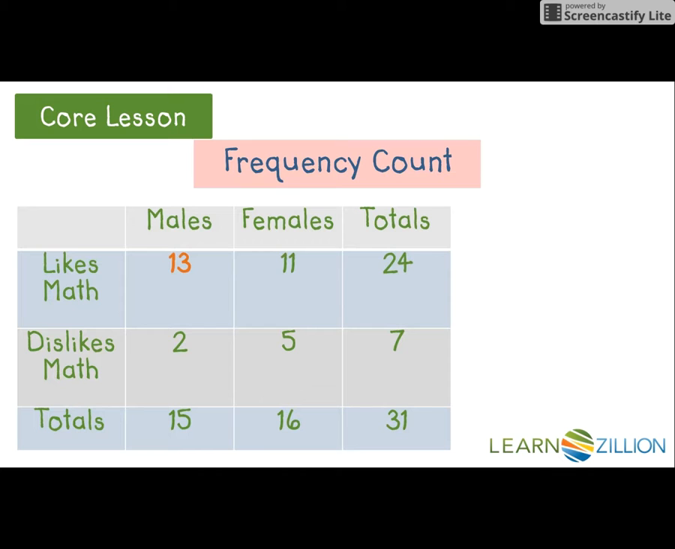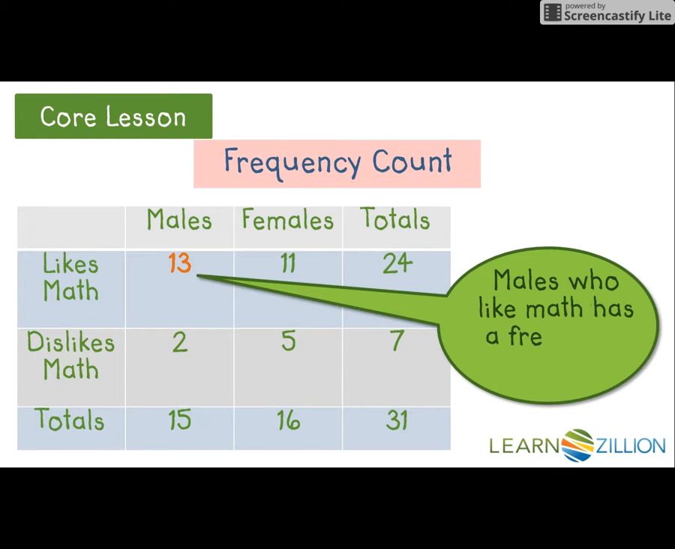In this table, males who like math has a frequency count of 13. This means that out of a class total of 31 students, 13 males said that they enjoy math. The 13 only represents that particular condition, males who like math.